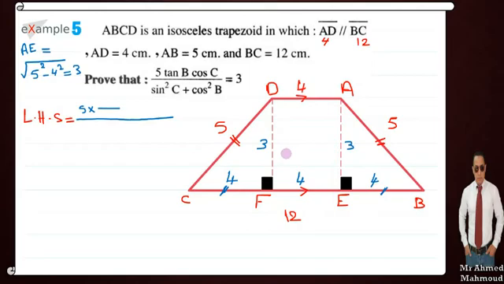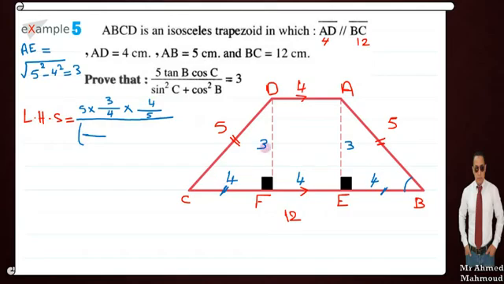Because AEFD is a rectangle. Back to the left hand side. The left hand side is 5 tan B. Tan B, this is angle B. The tan equals opposite over adjacent, 3 over 4, times cosine C. Cosine C equals adjacent over hypotenuse, 4 over 5, over sine squared C.